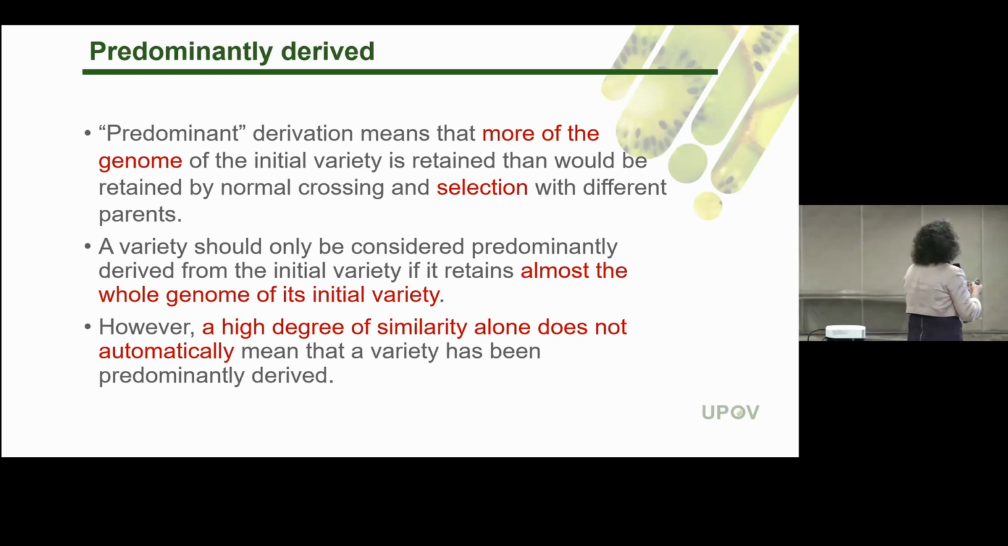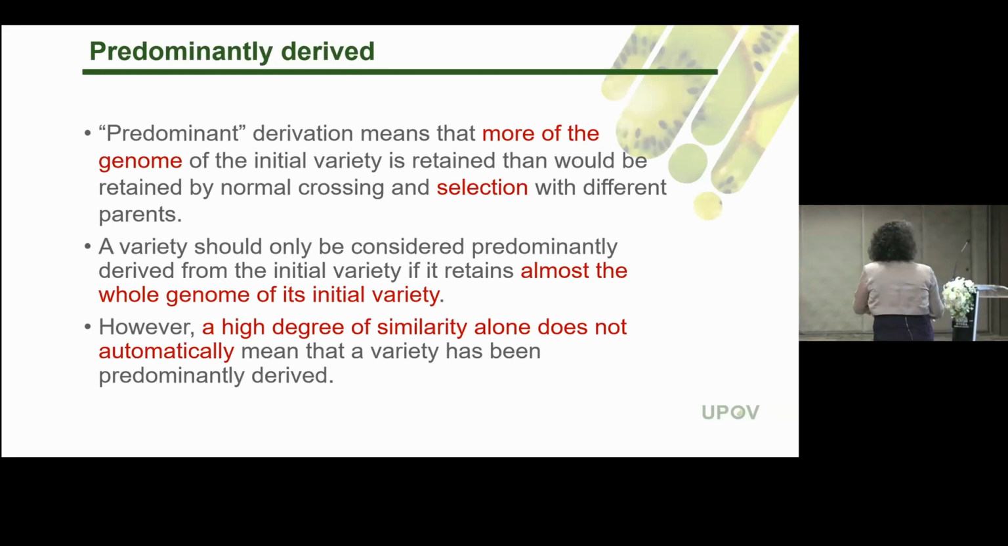So the idea is that it is almost the whole genome of the initial protected variety that is retained in an essentially derived variety. And in this regard, as you can see, there is some work that has been done by breeders associations to also determine some thresholds to have an indication of whether there is likelihood, some evidence, that this variety has been predominantly derived from the initial variety.